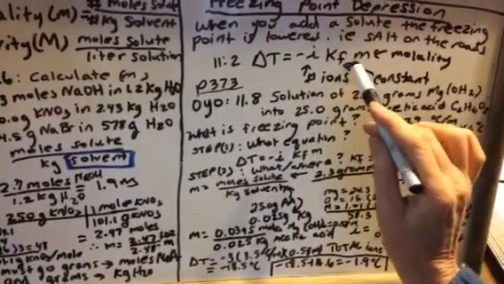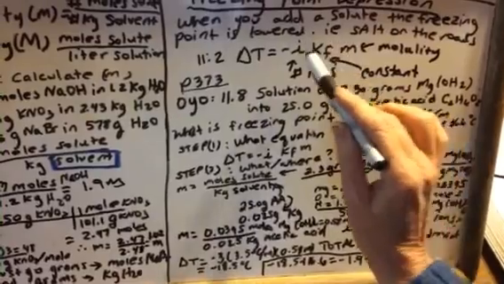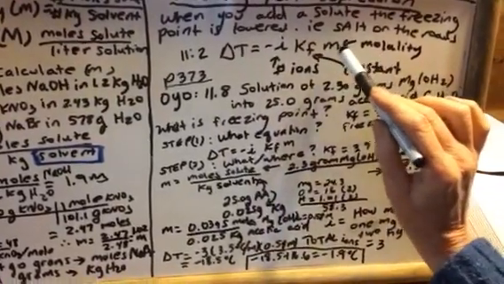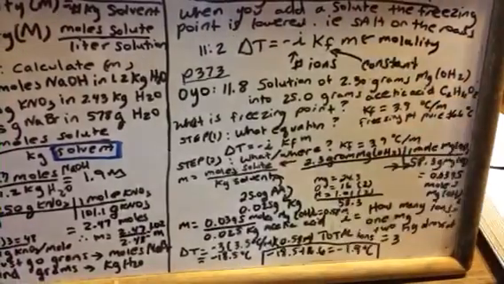Or you'll be able to look it up off a chart. You'll never see that unless you're solving for that. But that's a given, that's a constant. And then molality, that's the thing that you may be asked to calculate. So let's look at an example of that.